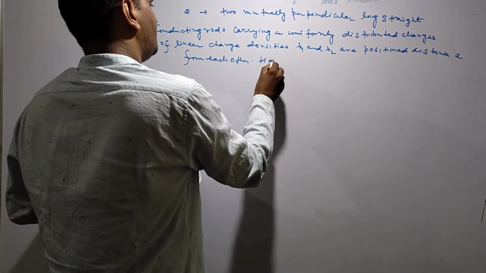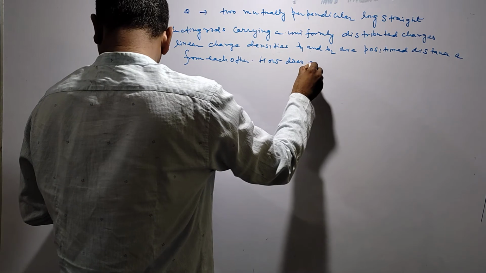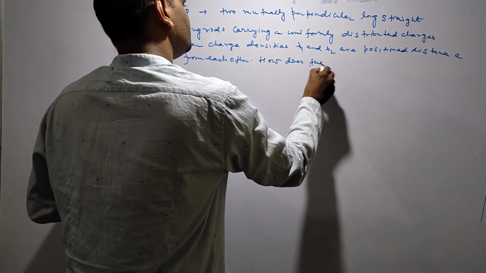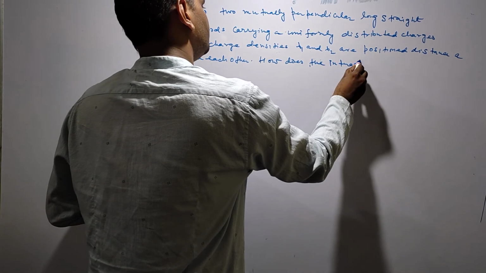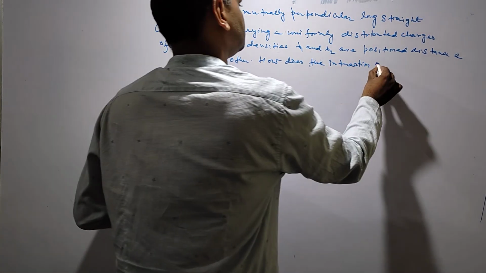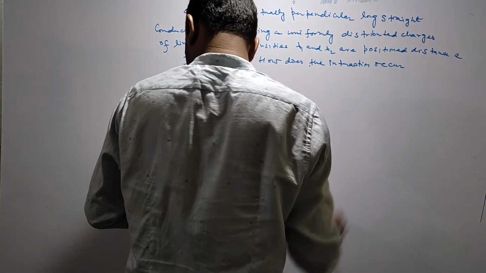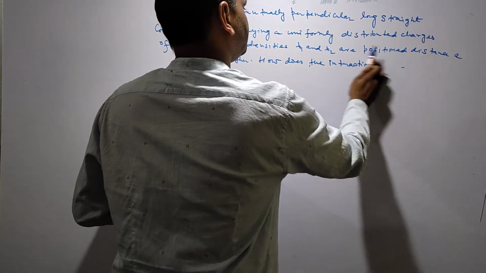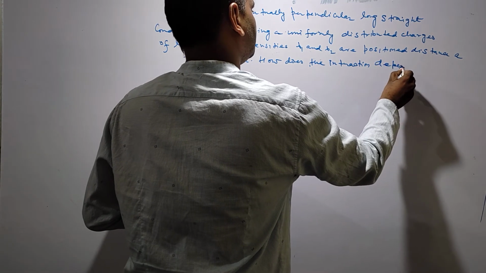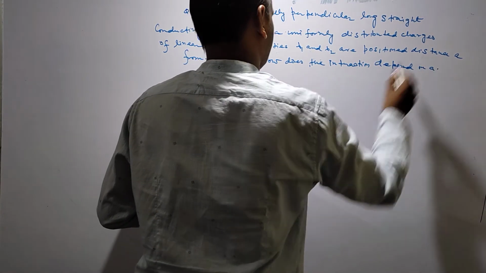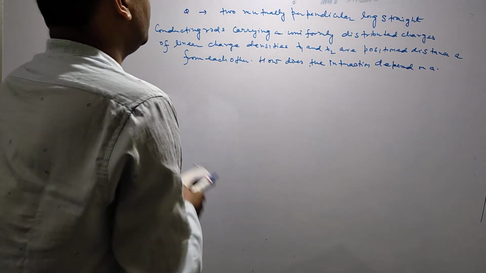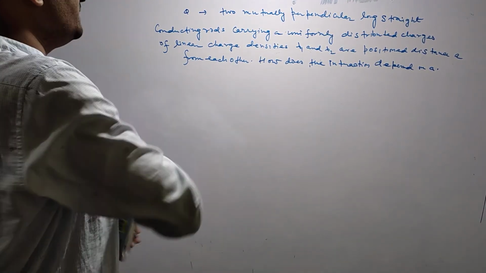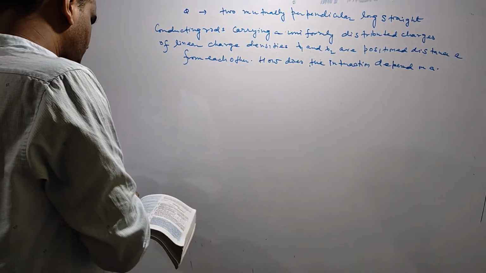Okay, how does the interaction occur? So, how does the interaction depend on A? Okay. So, two mutually perpendicular straight conducting rods carrying charge.